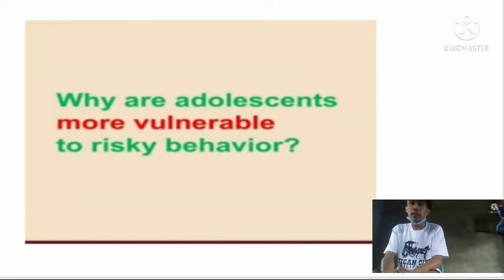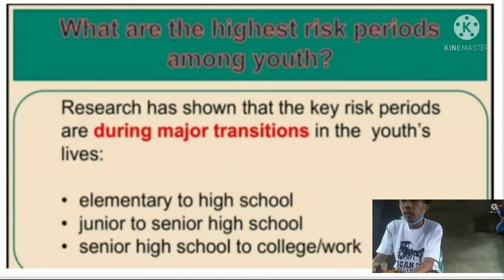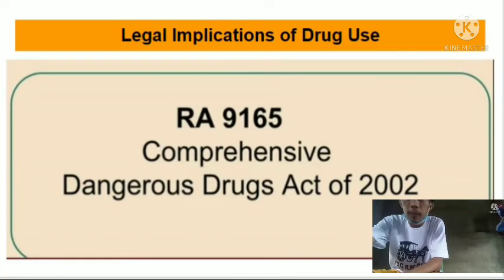Here's the question. Why are adolescents more vulnerable to risky behavior? Because we are still developing our brain. This was not fully mature until you age 25. What are the highest risk periods among youth? Research has shown that the key risk periods are during major transitions in the youth's lives: elementary to high school, junior to senior high school, to college, or when you're working.